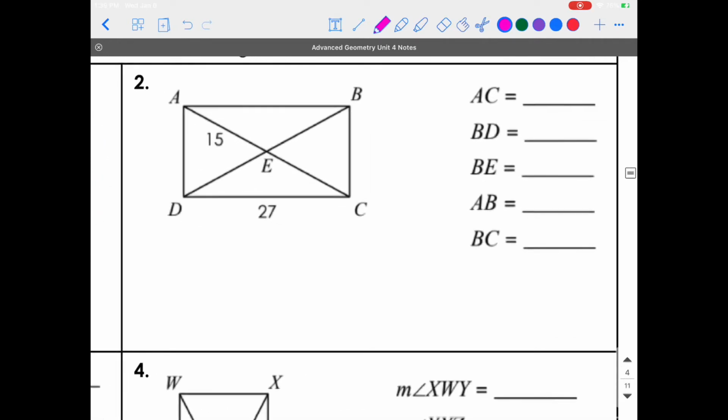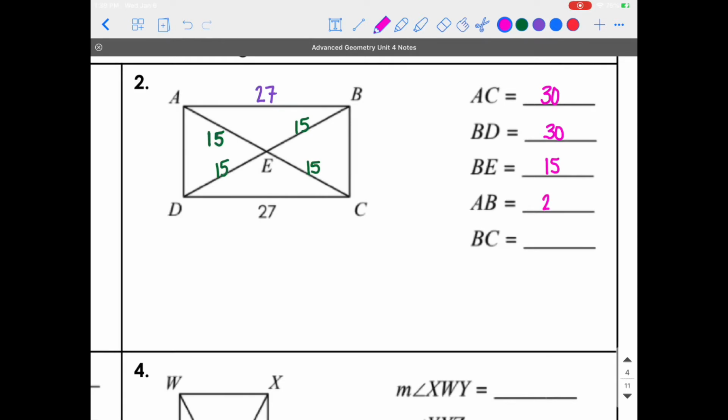Number two. All right, let's see. I'm going to go ahead and fill in what I know. So EC has to be 15 because AE is 15, which means that BE and ED are also 15. And that means that AB we have 27. All right. AC, that's 30. 15 and 15 make 30. BD is also 30. BE would be 15.